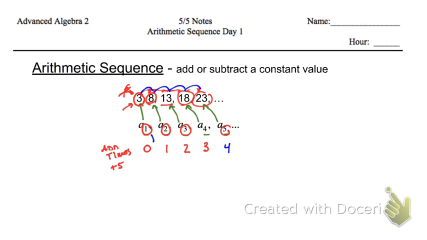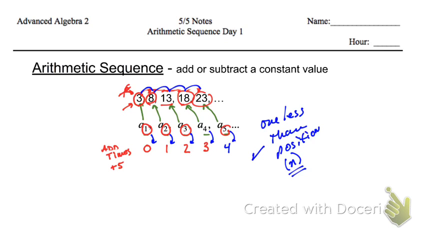So look at the position number and look at how many 5s you added. What always happens? It's always 1 less than the position. And the variable that represents position is n. So how would we write 1 less than that position? We would write n minus 1. So keep that in mind.